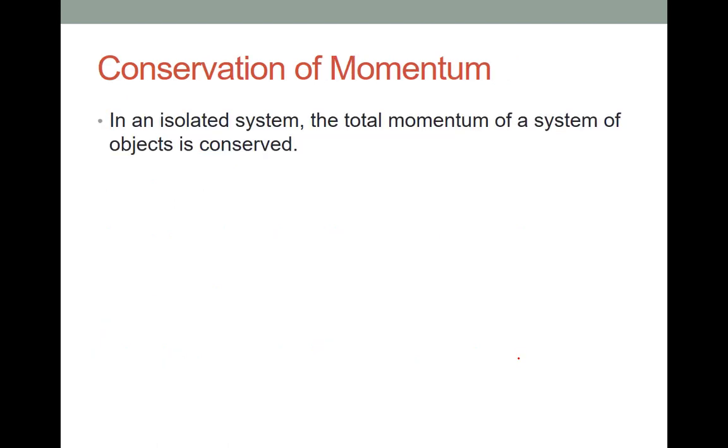Now, what does the statement of conservation of momentum actually say? It says, in an isolated system, the total momentum of that system of objects is conserved, it's constant. Often this is written as initial momentum equals final momentum, P initial equals P final. And usually we have more than one object, so that would be the initial momentum of object 1 plus the initial momentum of object 2 has to equal the final momentum of the two objects combined.